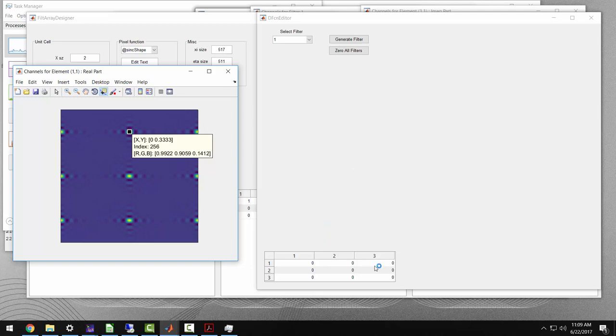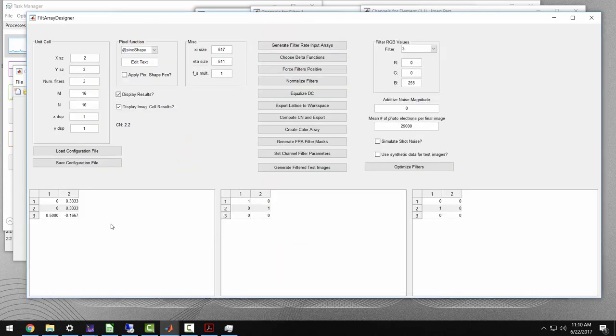So we can put 1, 1, 1, 1, and then we click on generate filter, and what this does is it uses a pseudo inverse calculation to best fit the space domain filter values to what you want the channels to be. So you can click on that and you see that it made these specific filter values for our red filter.